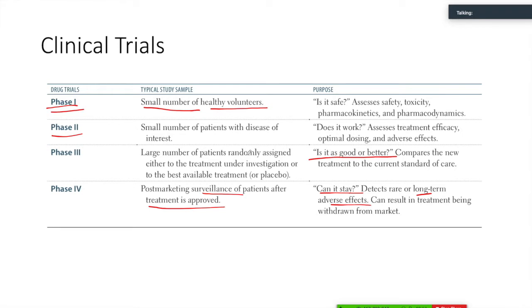Okay, great. You will have a question on clinical trials on your Step 1 exam. I guarantee it. So be comfortable with phase one. Just think about one healthy person. Phase one is one healthy person. Phase two is two sick people. Phase three is a lot of sick people. Phase four is all the sick people. That's how you can remember that. Any questions on clinical trials? Okay, pretty straightforward.